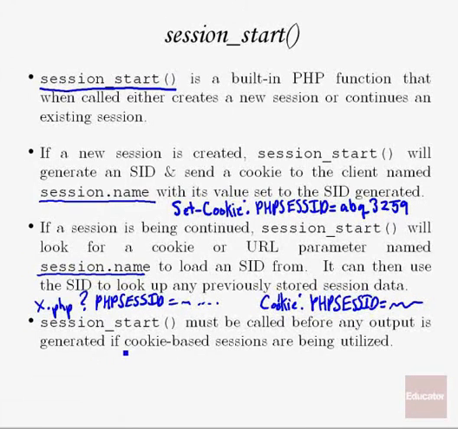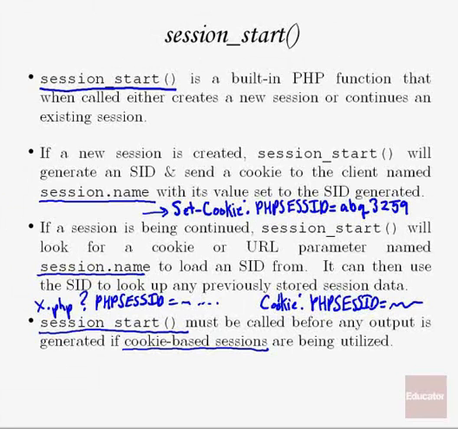One thing to note is if you're using cookie-based sessions, which is the typical scenario, you must call session_start before any output is generated for your script. The reason is that the session_start function will send a cookie to the client when a new session is created. It's going to be setting a header, the Set-Cookie header, by calling the setcookie function. And as we've learned before, anytime you want to add HTTP headers to a response you're sending back to a client, you need to do so before any output is generated.